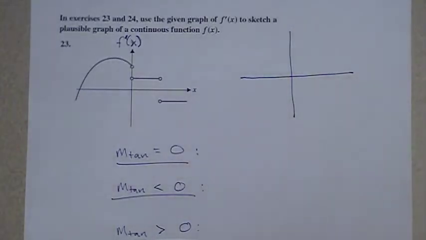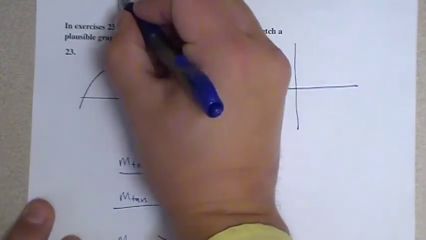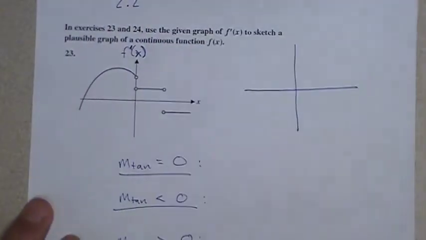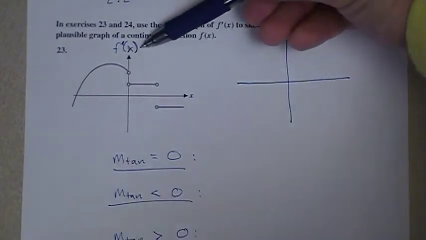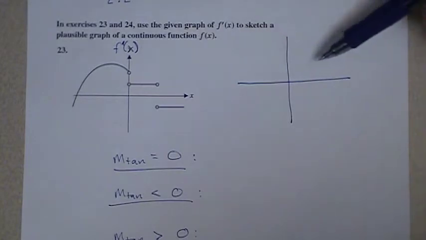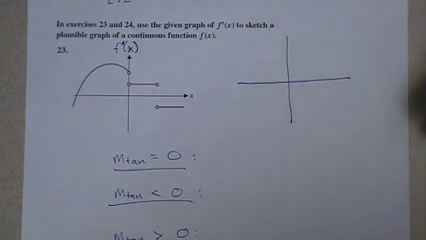In this video, we'll take a look at problem number 23 from section 2.2. If you watched the last video, we were starting with the graph of a function, and we were trying to sketch the graph of that function's derivative. Here we're basically doing the opposite. We're starting with the graph of f prime. So this is a graph of a derivative, and we want to use the graph of this derivative to sketch the graph of the corresponding function.